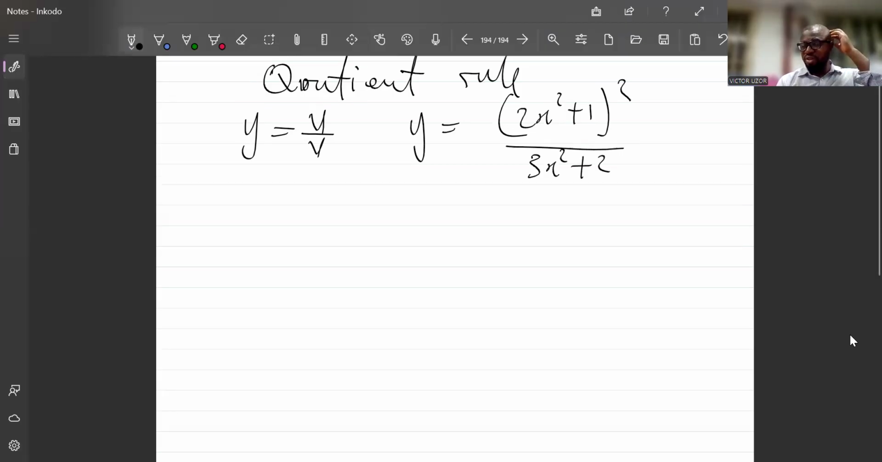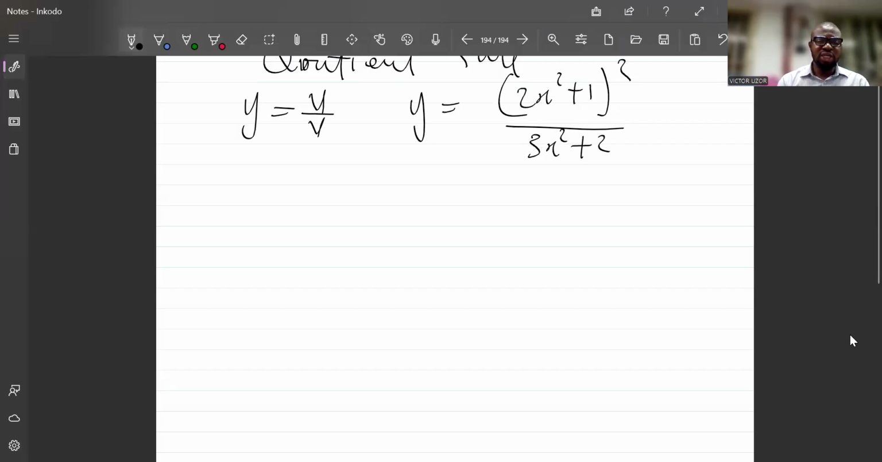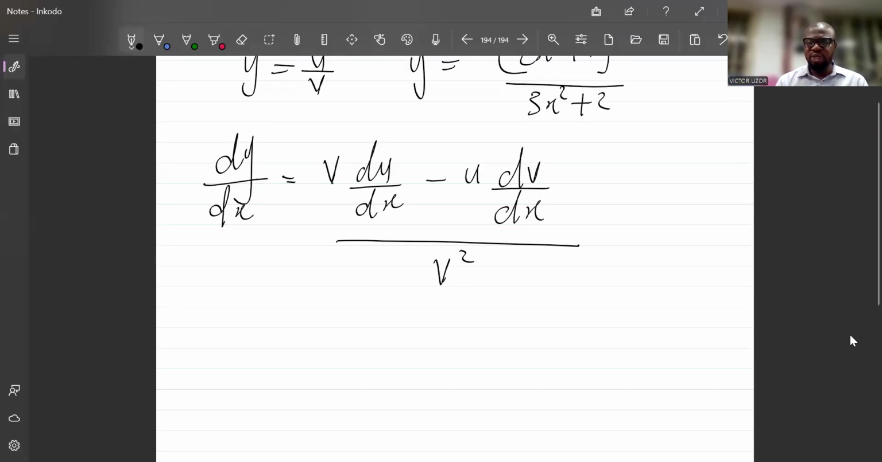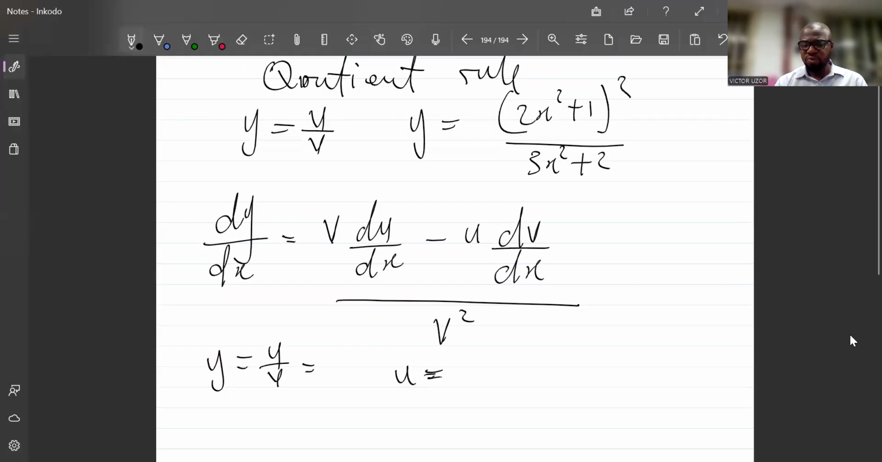Now they are a fraction. Remember the formula for the quotient rule, like I've said in my former video: dy over dx equals v du over dx minus u dv over dx, all over v squared. So first of all, your y equals u over v, and according to the question, your u equals (2x squared plus 1) in bracket, and our v equals 3x squared plus 2.